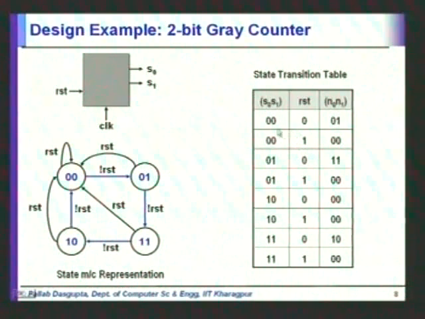Okay. So this state transition table has these entries: the present state, the input, and the next state. So if the present state is 0 0 and the input reset is 0, then the next state is 0 1, because the reset is low. So we go from 0 0 to 0 1. Okay. Similarly, when we are in 0 1, if the reset is low, we go to 1 1. On the other hand, when we are in 0 1, if reset is high, we will return to 0 0. Okay. So this is the state transition table.